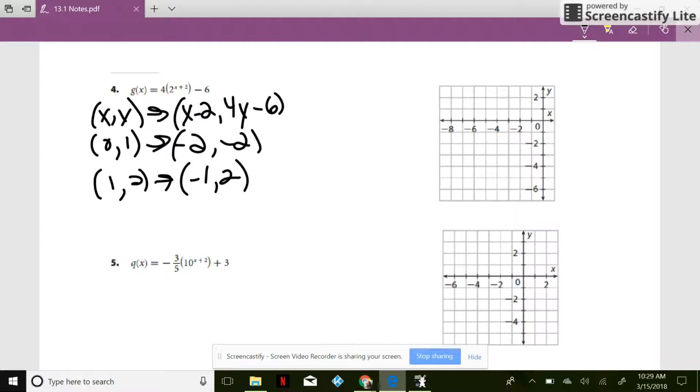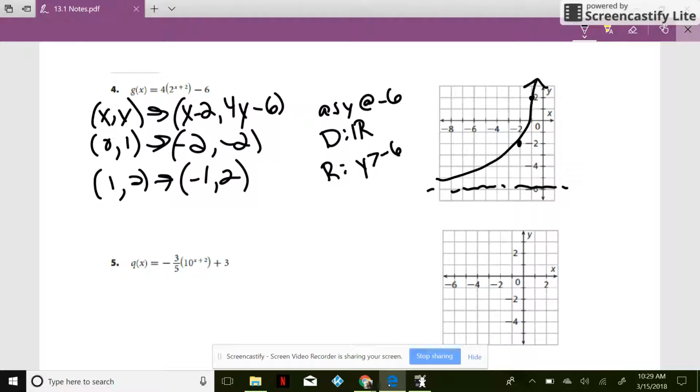So we're continuing where we left off in our last video, where we found our reference points. So we want to think about, we've got an asymptote at -6. Our domain is going to be all real numbers. Our range, because of our asymptote, we're going to have the y values be greater than -6. So asymptote at -6, coordinates at (-2, -2) and at (-1, 2). So our graph is going to look something like that.